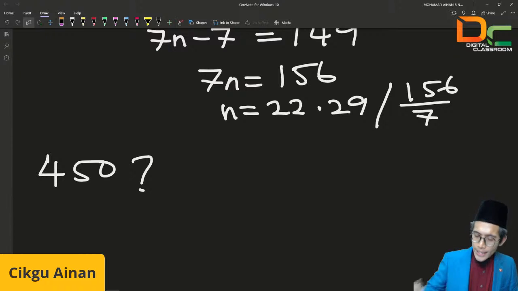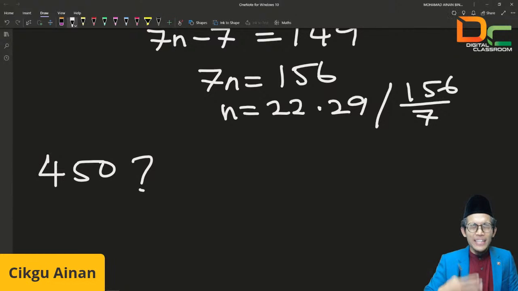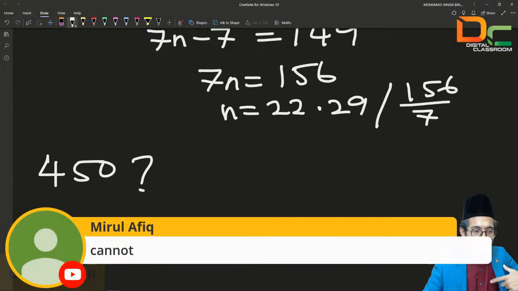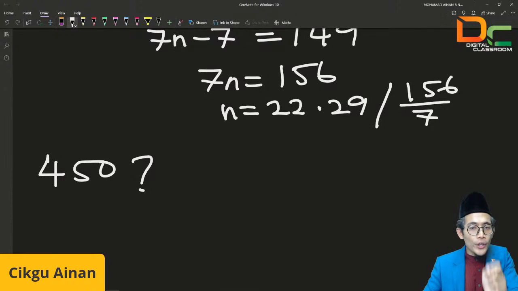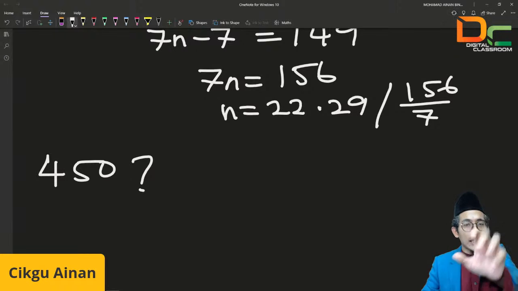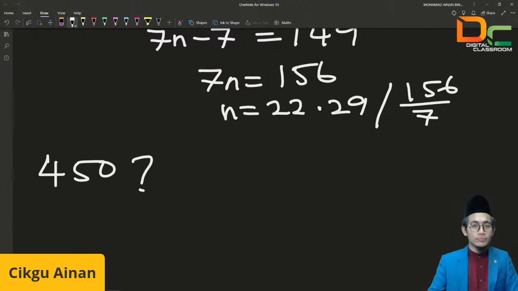Because why? Because as we agreed before this, n is the number of term, bilangan sebutan. So when we say the number of, it must be countable. Boleh kira dengan jari. 22.29 you cannot count with your finger. If you can, something wrong with your finger.